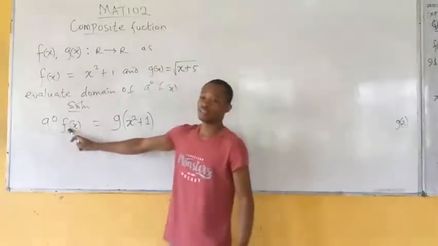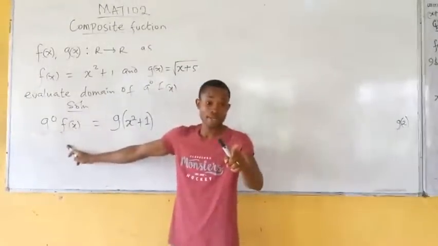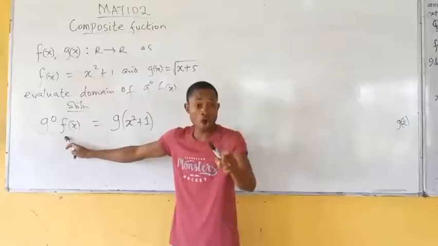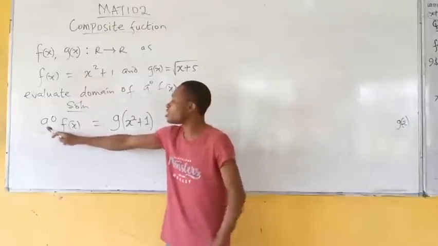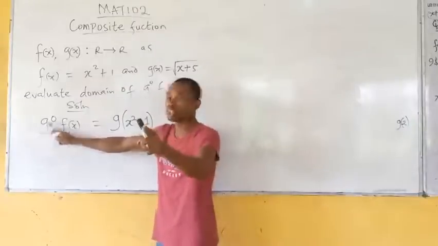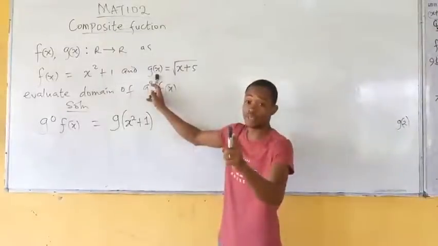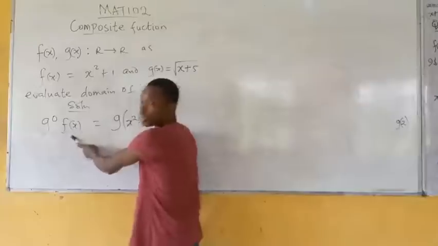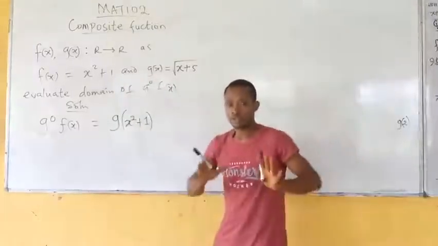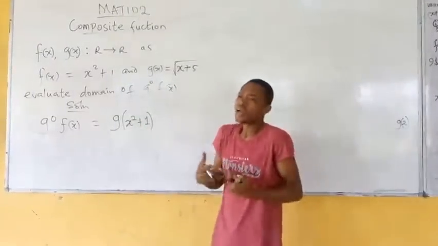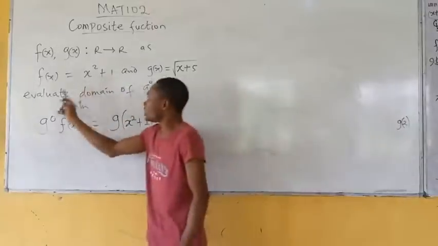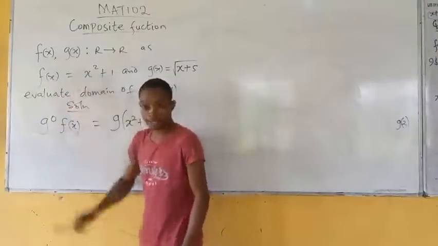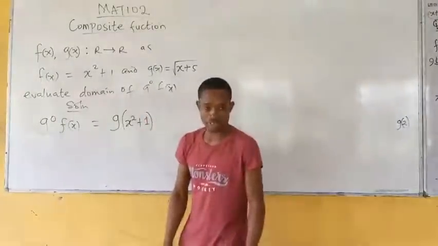g of something. The something is no longer a number. That something is f of x. So what it means is go to the function called g. This is the function. Any place you see x, you put f of x. Do you understand up to this point? But we now say, from our question, they have told us what f of x is. Given in the question.